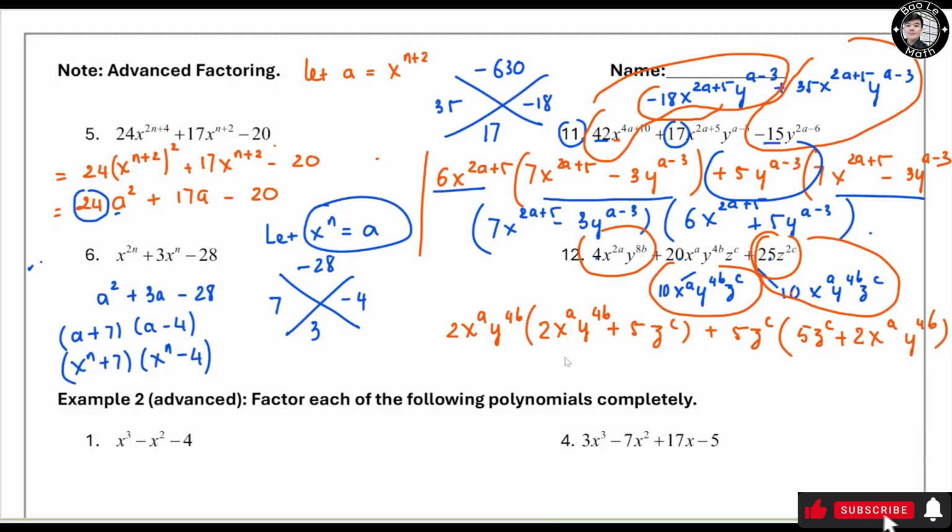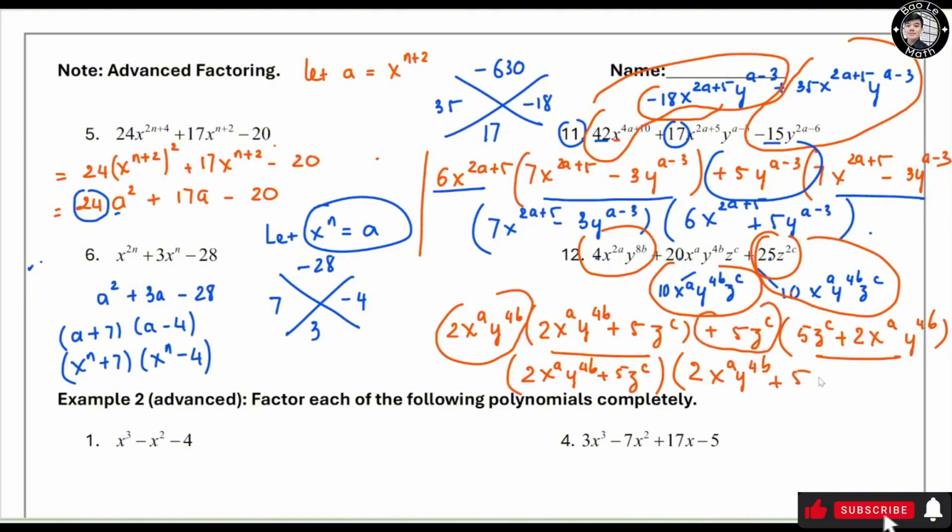So I look at the left and the right. This is the same, so I'm going to factor out 2s raised to the a y raised to the 4b plus 5z raised to the c. The first group we only have 2s raised to the a y raised to the 4b left. The second group you have 5z raised to the c left.